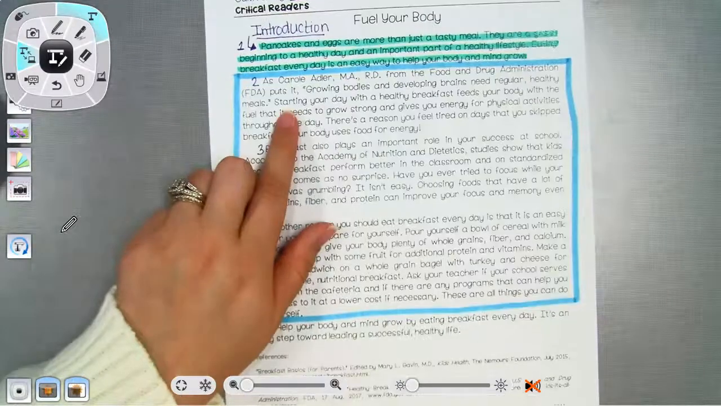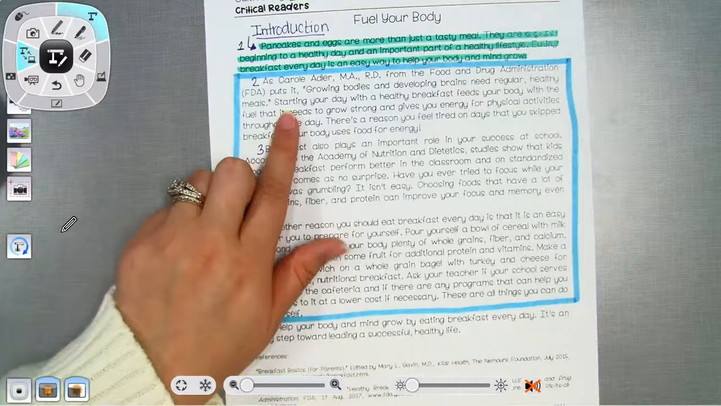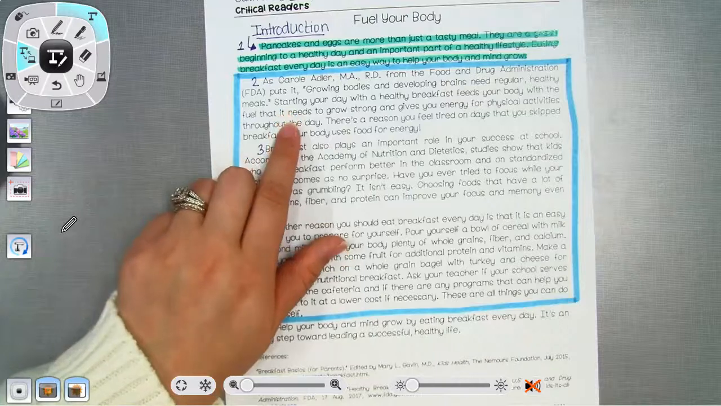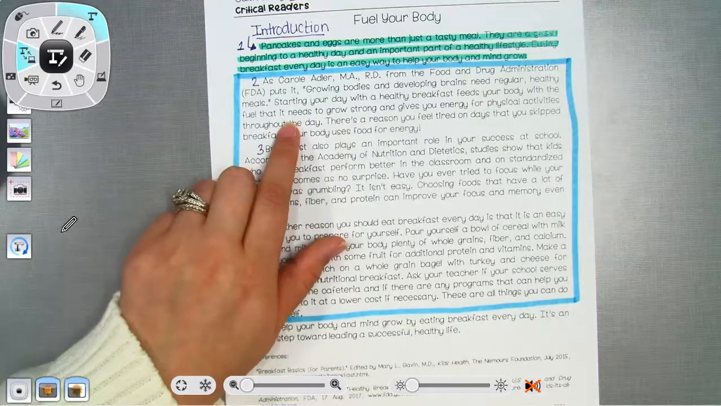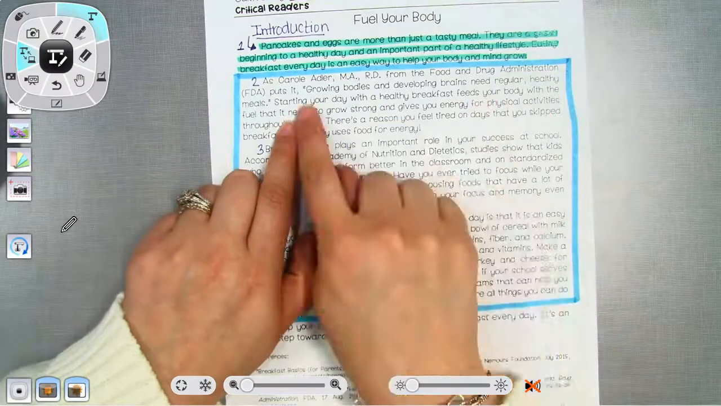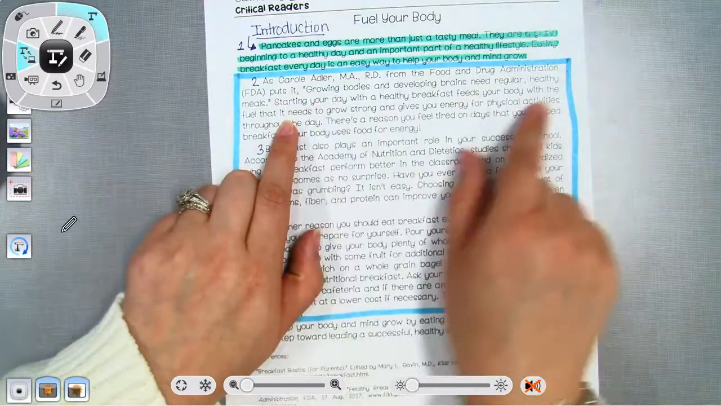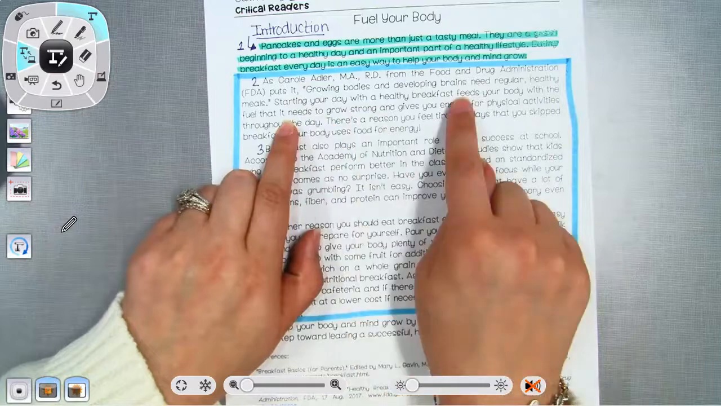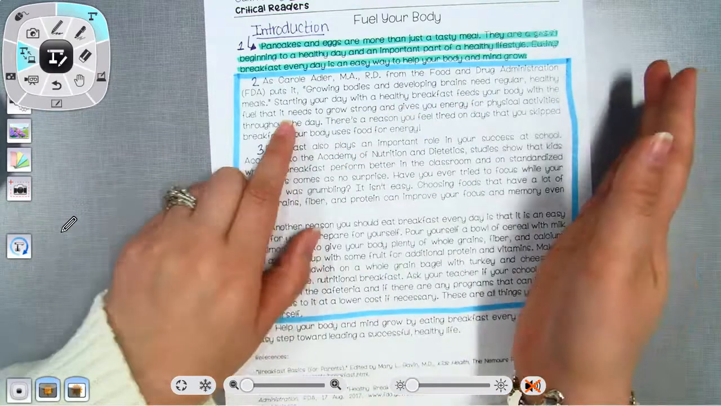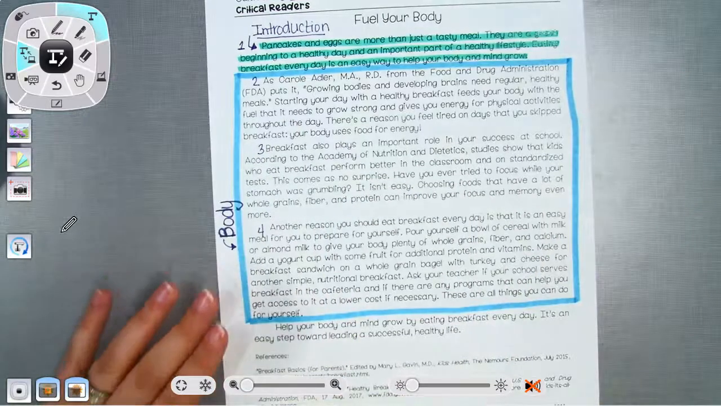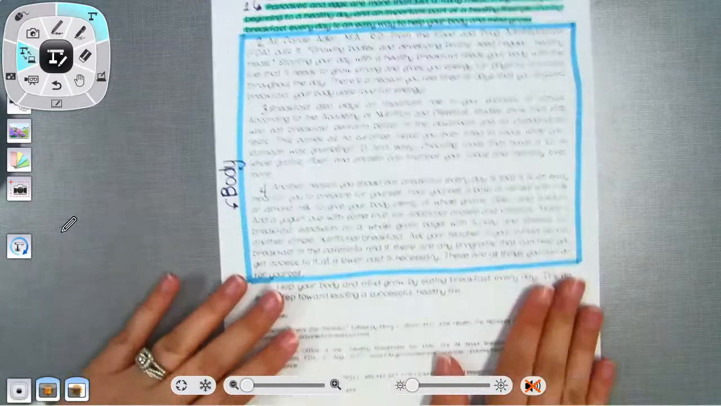So starting, right here it says, "Starting your day with a healthy breakfast feeds your body with the fuel that it needs to grow." Okay, so here is an example. Here is a fact that you have to have food to feed your body. So eating breakfast is feeding your body, so it has the fuel it needs to grow.